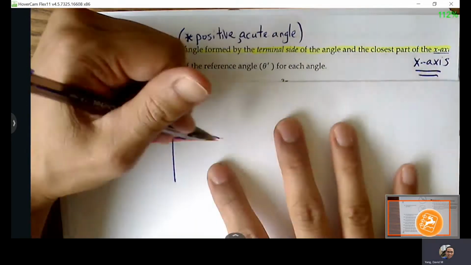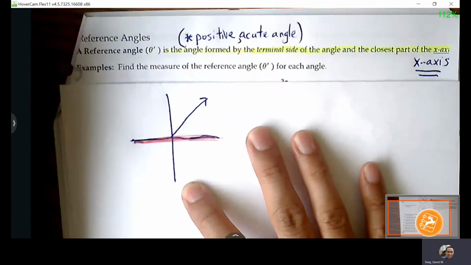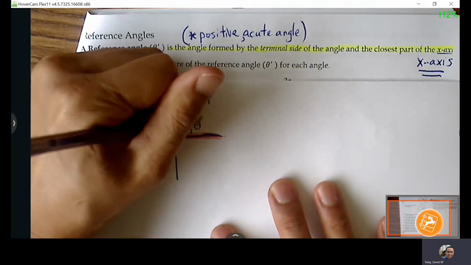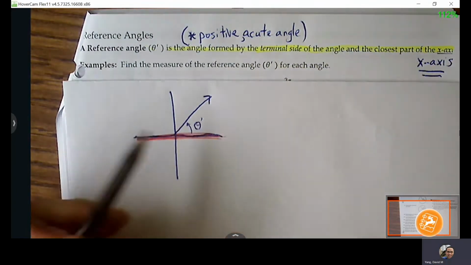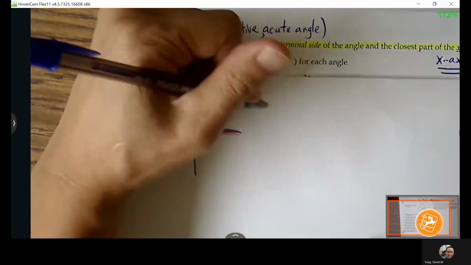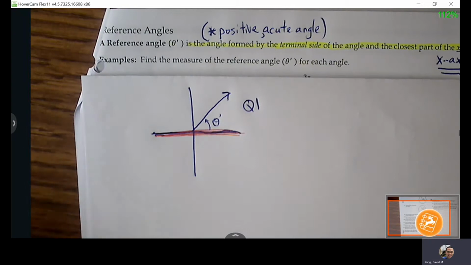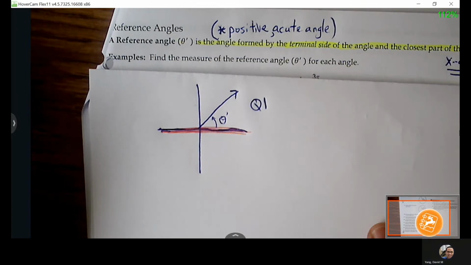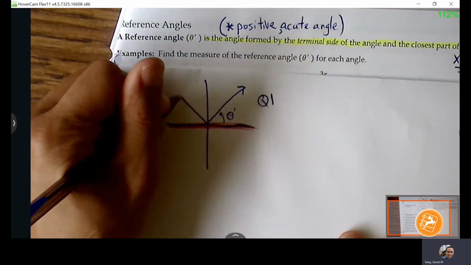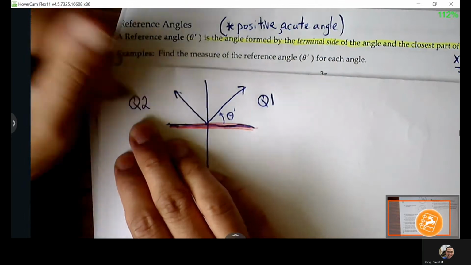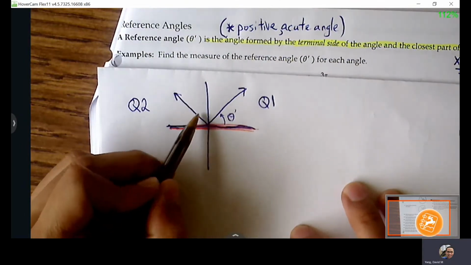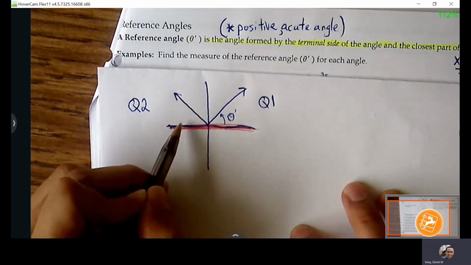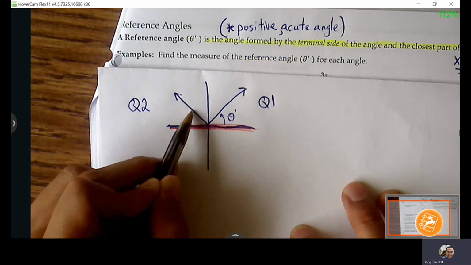Now let's say I have an angle that is in the first quadrant. That's easy enough. If it's like 40 degrees or 30 degrees, it's just going to be this angle here. So if your angle is in quadrant one, you're basically looking at the reference angle. There's not much adjustment that you have to make. If your angle is in quadrant two, then you want to create this angle measure between the terminal side and the x-axis on the 180 side. You want to identify the closest x-axis and identify that angle measure.